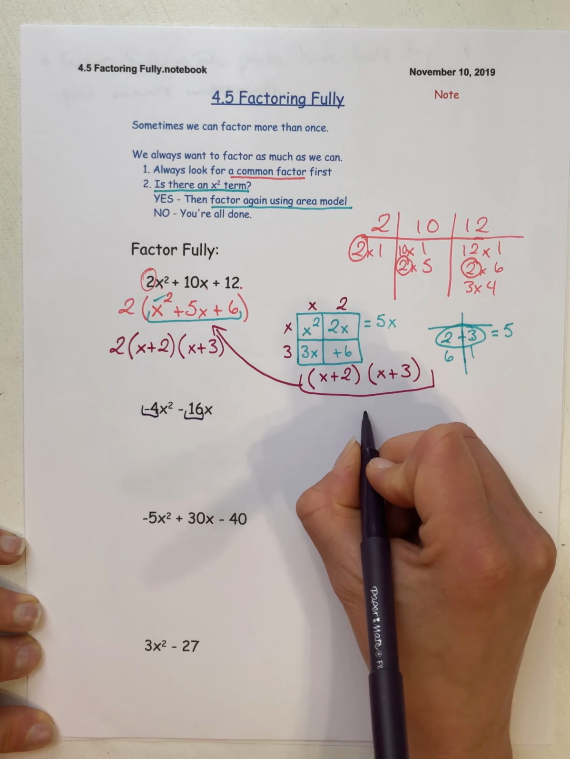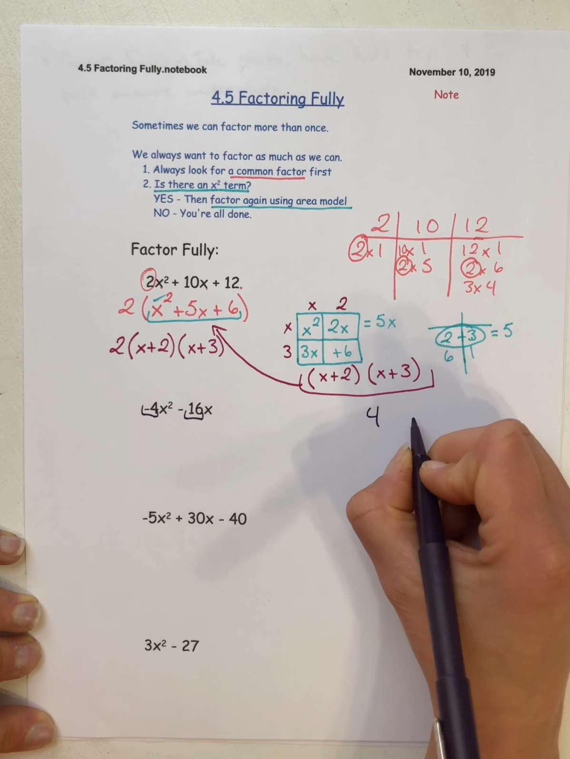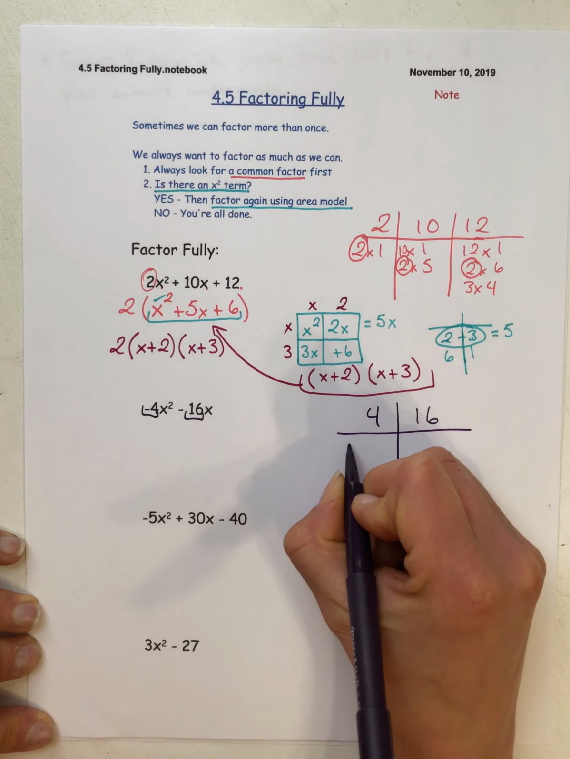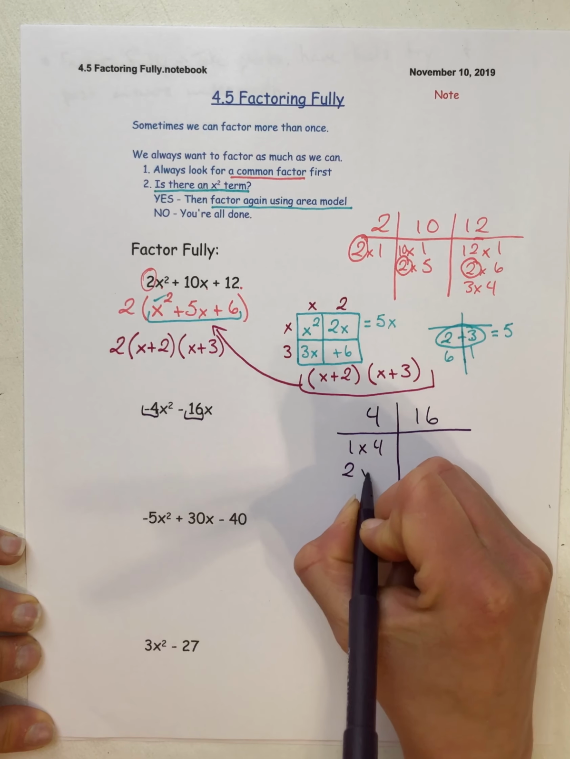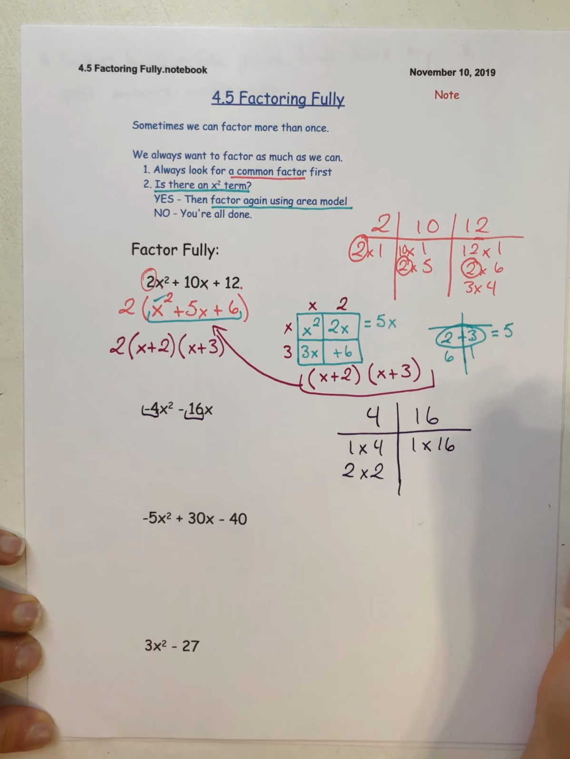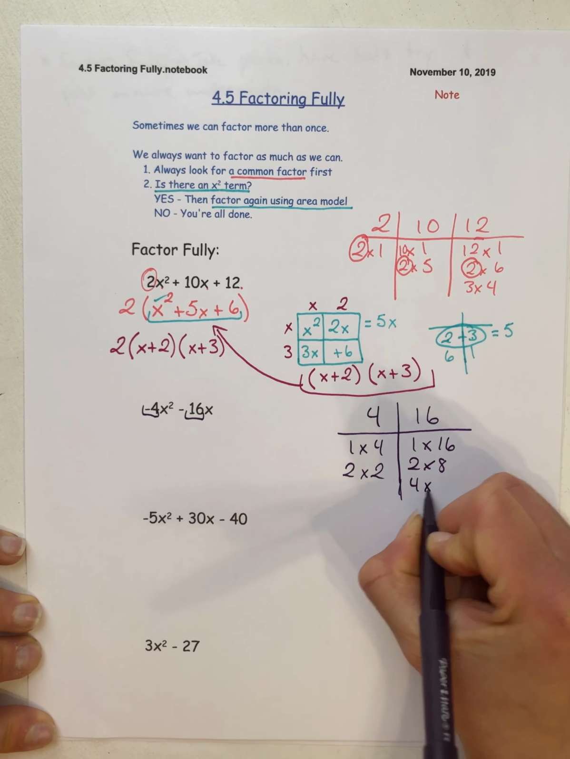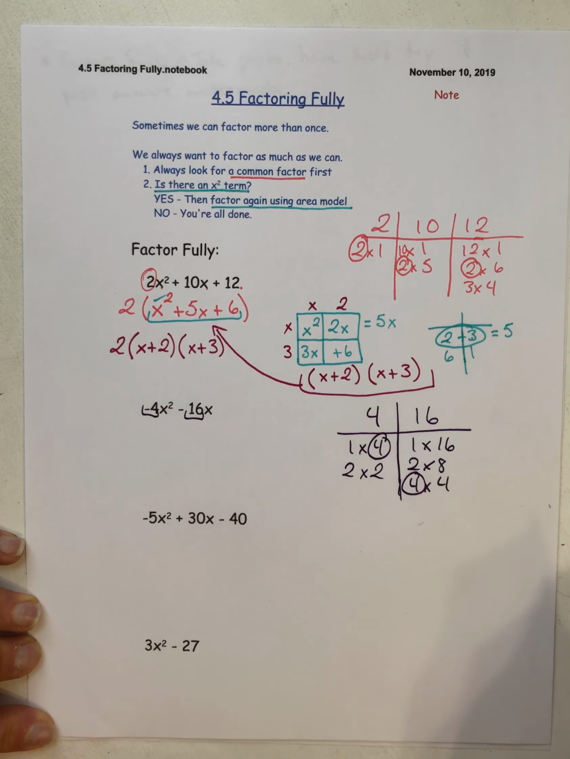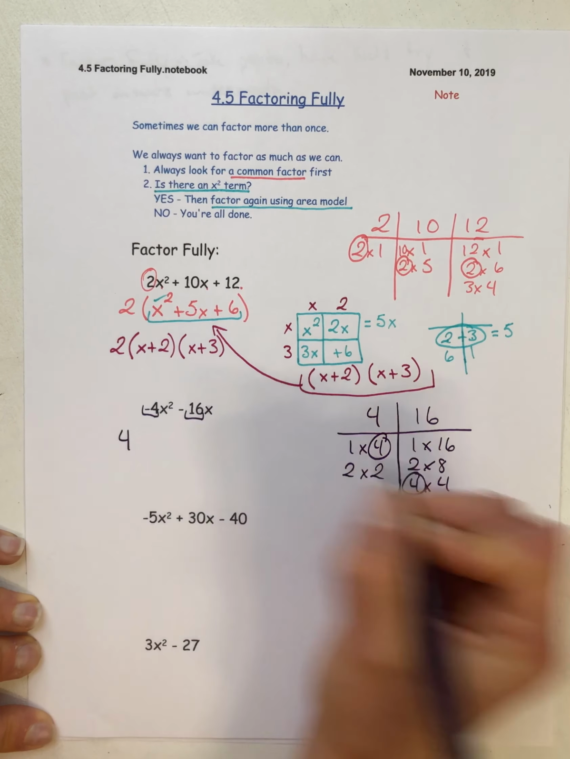Because if we look, we can ask, what are the factors of 4 and what are the factors of 16? Well, the factors of 4 are 1 times 4 and 2 times 2. And 16, we can do 1 times 16, 2 times 8, and 4 times 4. So the greatest common factor is 4. So we can bring out a 4.